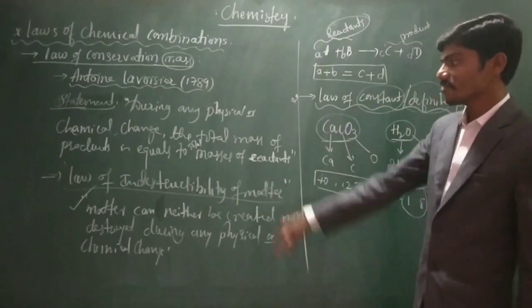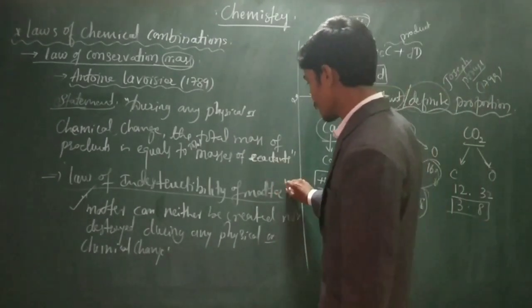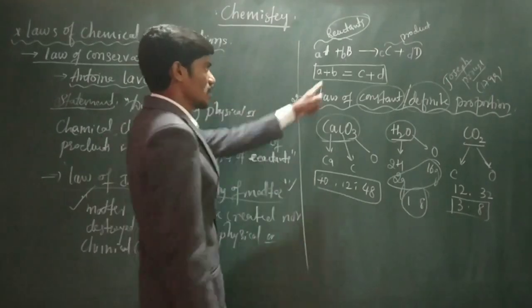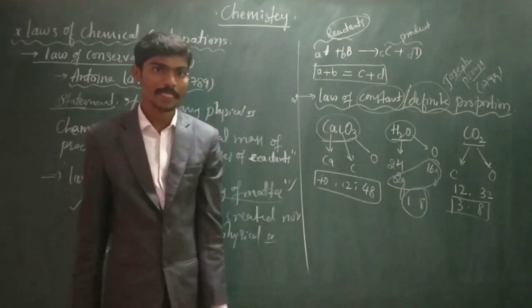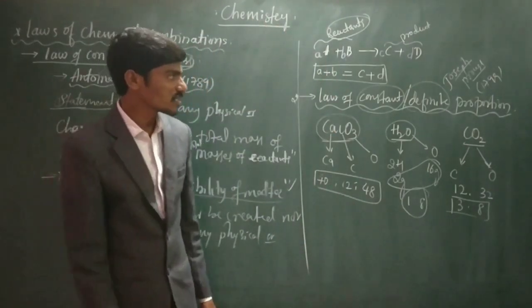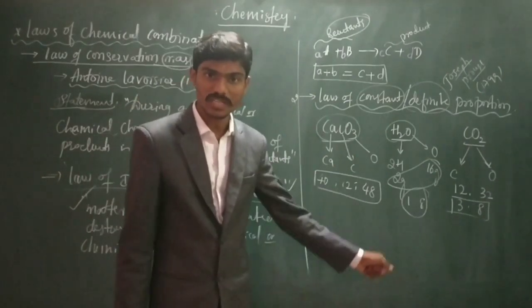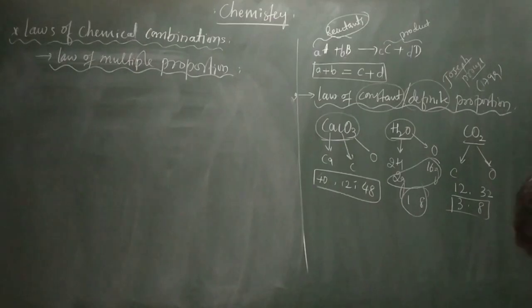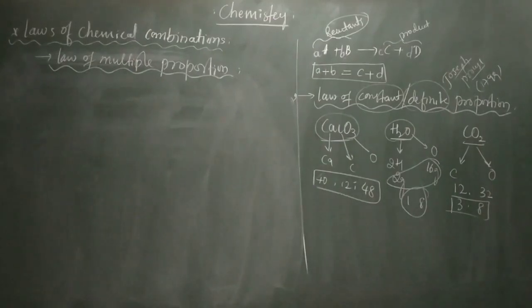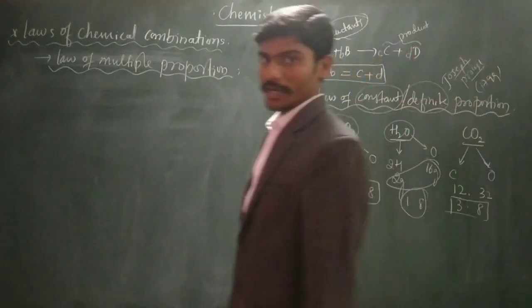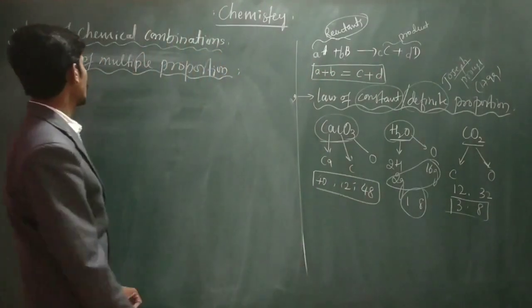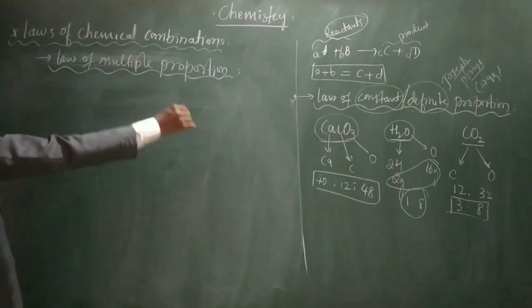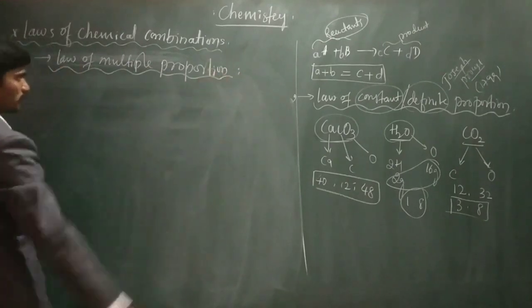First law is conservation of mass. It is also known as law of indestructibility of matter. इसका statement mathematical statement में हो गया. And the second one is law of constant or definite proportion. इसका statement हो गया. Now come to the third law. Okay, correct? We have completed the second law. Now we'll move to the third law, the law of multiple proportion.